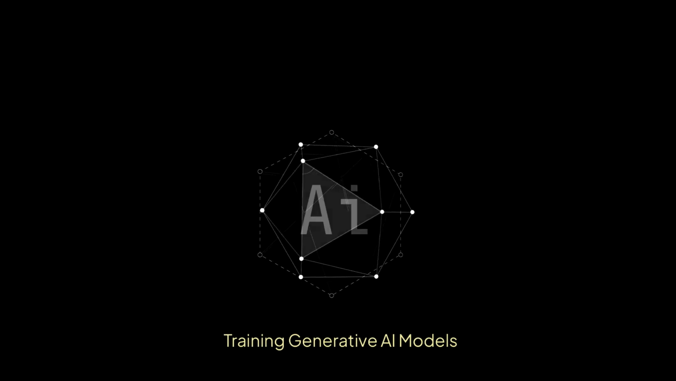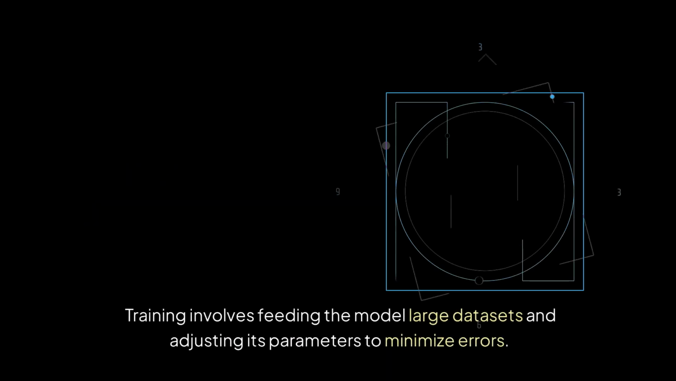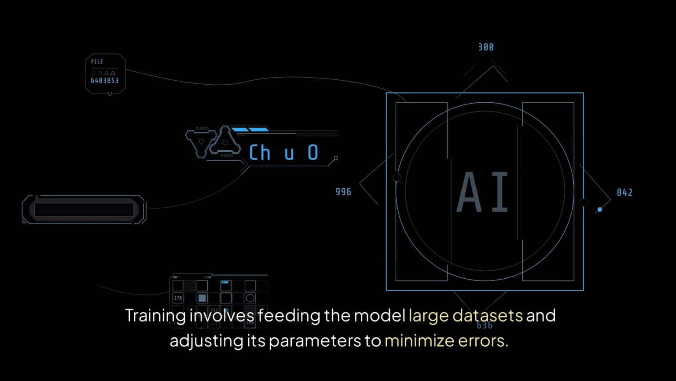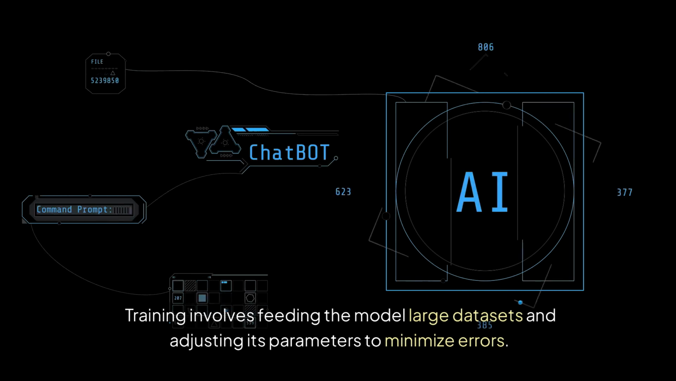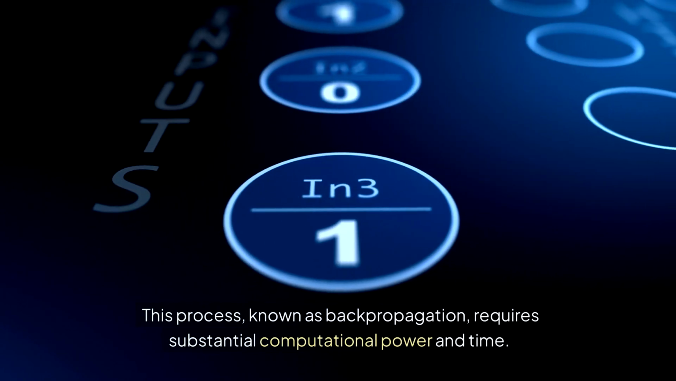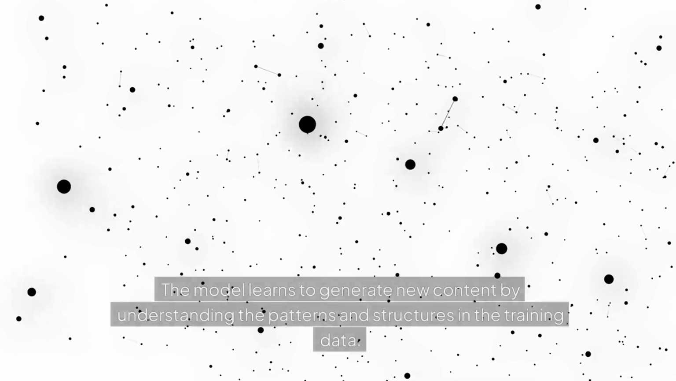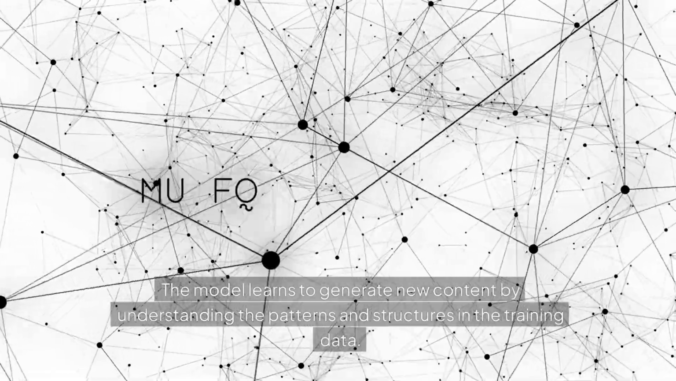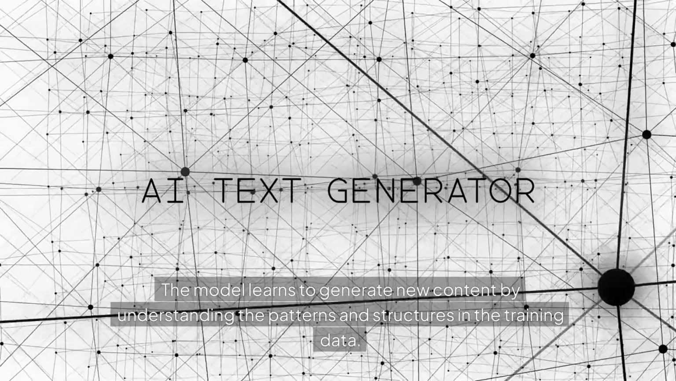Training generative AI models. Training involves feeding the model large datasets and adjusting its parameters to minimize errors. This process, known as backpropagation, requires substantial computational power and time. The model learns to generate new content by understanding the patterns and structures in the training data.